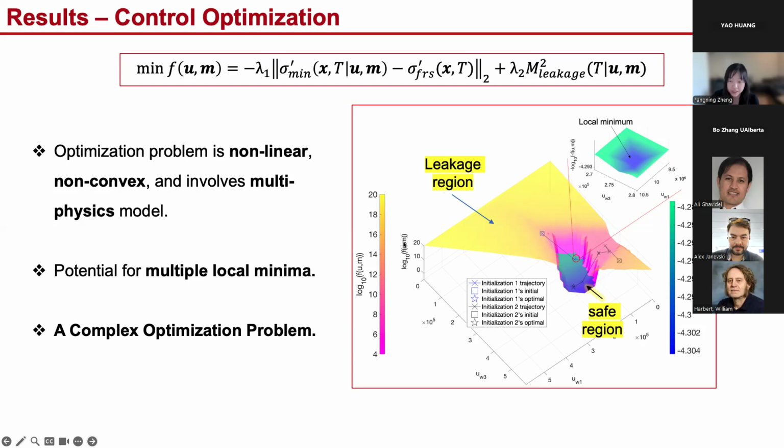On the solution space here, as you can see, it has very large log 10 numbers. So pretty much the yellow region is representing the leakage region. If your optimization solution ended up in the leakage region, it means that you basically didn't find a very good solution to minimize the leakage, right?